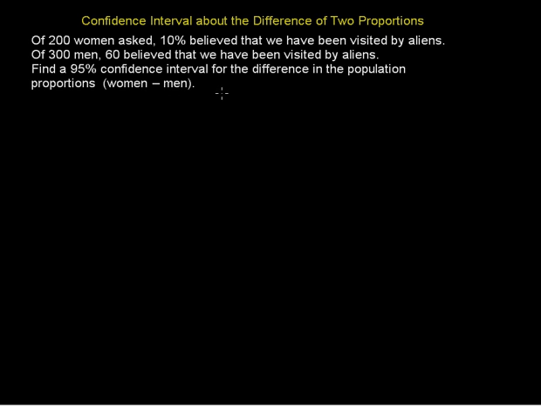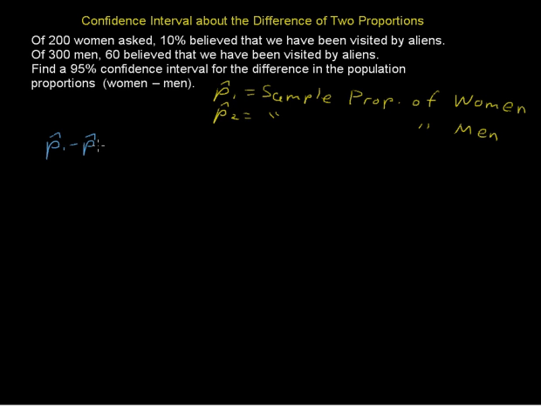Let's define these right away. We have p hat sub 1 equals the sample proportion of the women who believe that aliens have visited us. And then p hat sub 2 equals the sample proportion of the men who believe the same thing. For a confidence interval, we want a point estimate and a margin of error. So we have our point estimate, that's p hat sub 1 minus p hat sub 2. That whole thing is our point estimate.